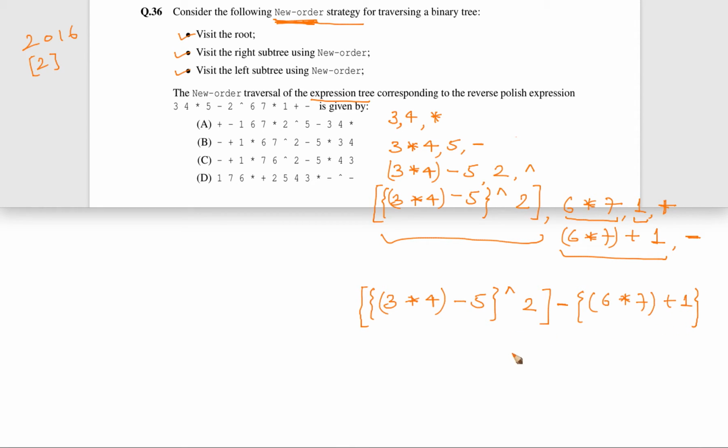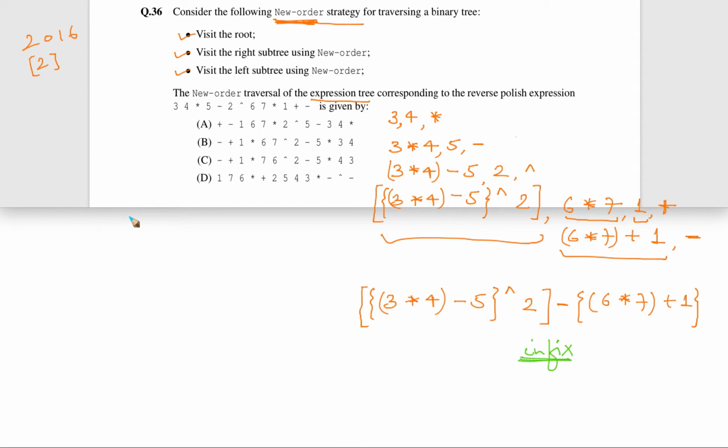Okay, so this is the infix expression which we are talking about. Now we have got an infix expression. It is fairly easy to draw our expression tree. So now we are going to draw our expression tree.